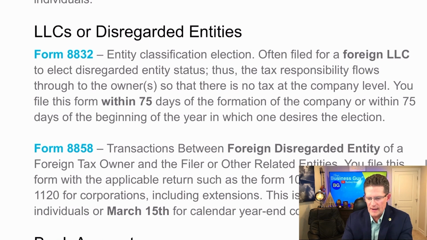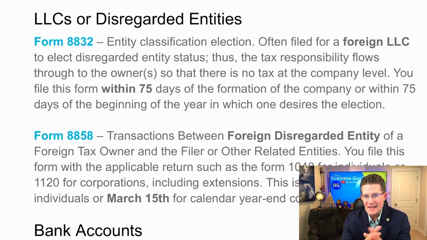LLCs are disregarded entities. Form 8832, entity classification election, often is filed for a foreign LLC. Now keep in mind that U.S. LLCs don't typically need to file the 8832 form, but for offshore LLCs, it is recommended that one files one in order for that offshore LLC to be classified as a sole proprietorship / disregarded entity or a partnership. So they say with LLCs, it doesn't happen by default if it's an offshore LLC, and a lot of CPAs recommend filing this form anyway just to be on the safe side.